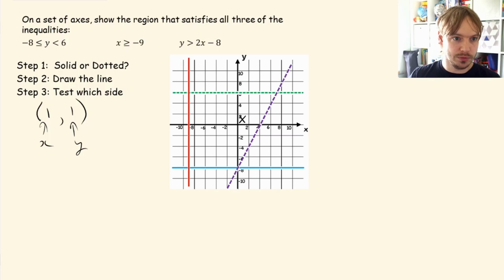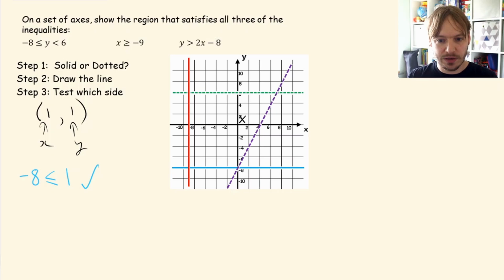And if it follows the rule, I'm in the right place and I cross the other side of the line out. If it breaks the rule, I'm in the wrong place and I cross out the side where my little x is. For the first one, I want -8 to be less than or equal to y, which is 1. And that is true. I'm above it, so I can cross out below the blue line. I don't need that region. For my second one, I want y, which is 1, to be less than 6. Well, that's also true. I'm below the green line, so I can cross out above the green line.